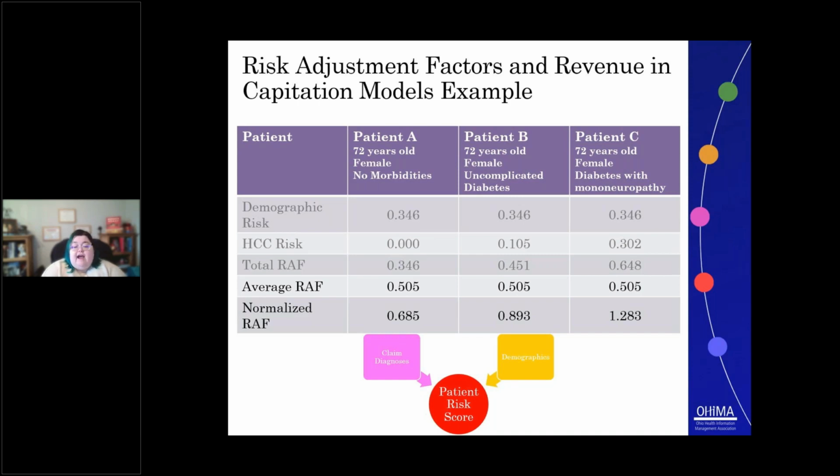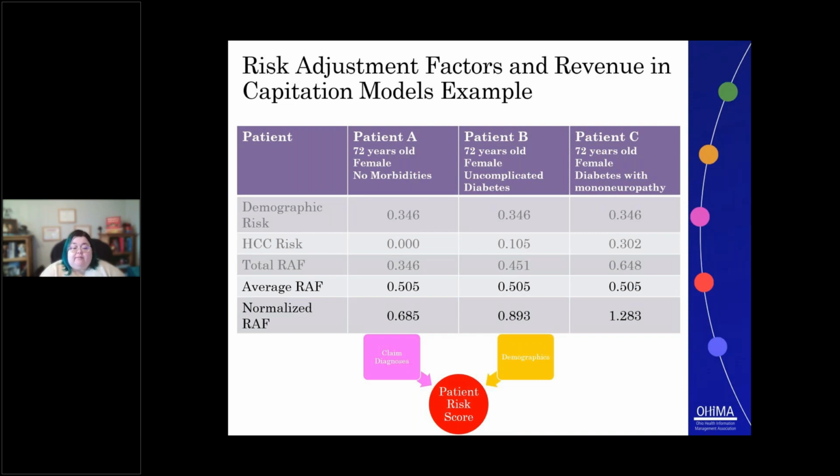So to do this, an average RAF score for the entire population is calculated. So we're just going to say, for calculation purposes, that average RAF score is 0.505. So that means your average person in this plan has a 0.505 RAF.